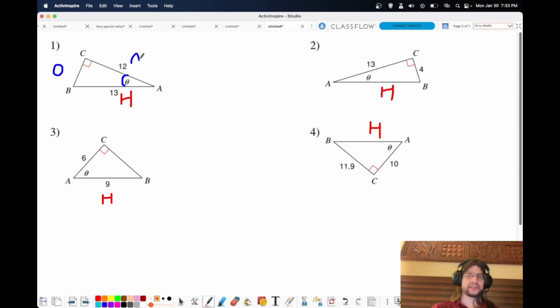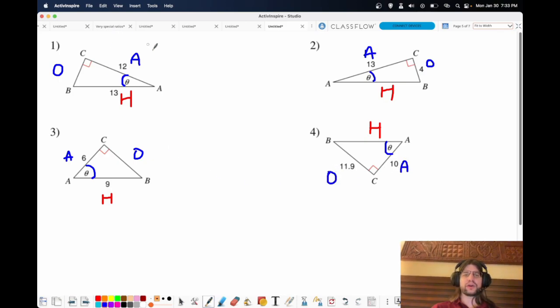Opposite, adjacent. And I had already had my hypotenuse, so that's why I knew this was the adjacent and not this one over here. Again, reference angle, opposite, adjacent.